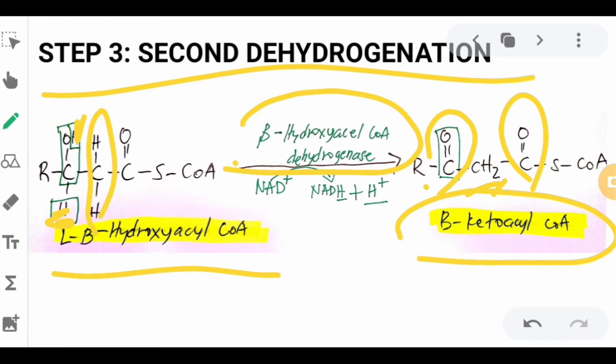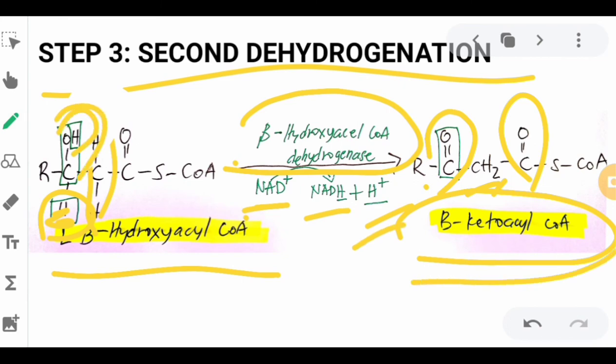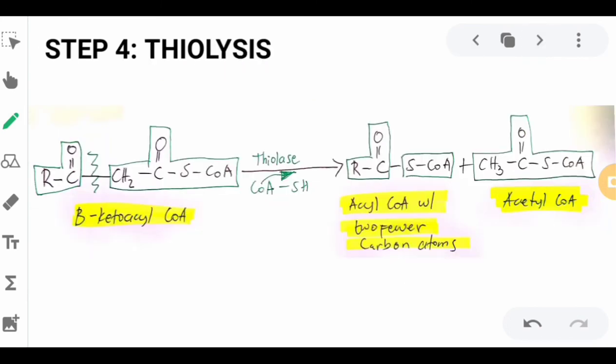And the hydrogen that has been removed here, okay, will be placed at the oxidized form of the nicotinamide adenine dinucleotide. Therefore, you will be producing a reduced form of nicotinamide adenine dinucleotide and a free hydrogen ion from the hydrogen that has been removed at the hydroxyl here. This one. And then this beta-ketoacyl-CoA will proceed to step 4, or the thiolysis.